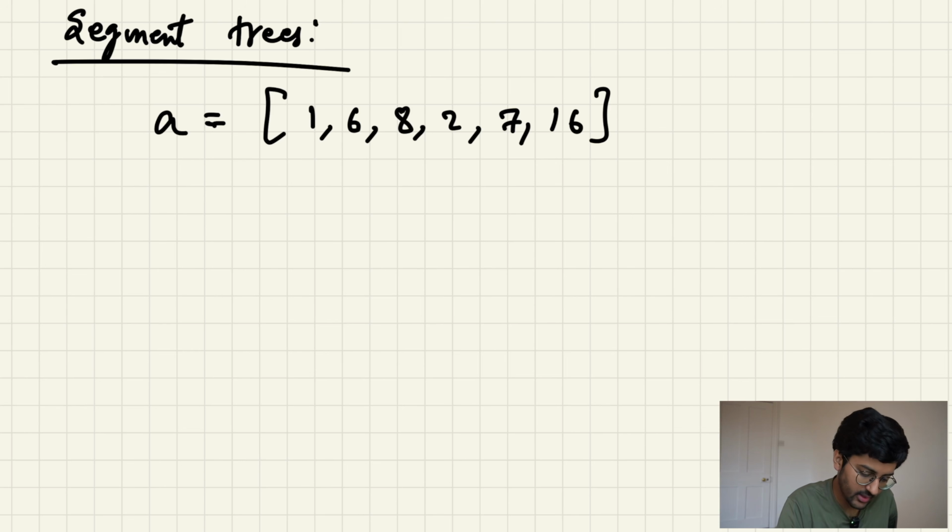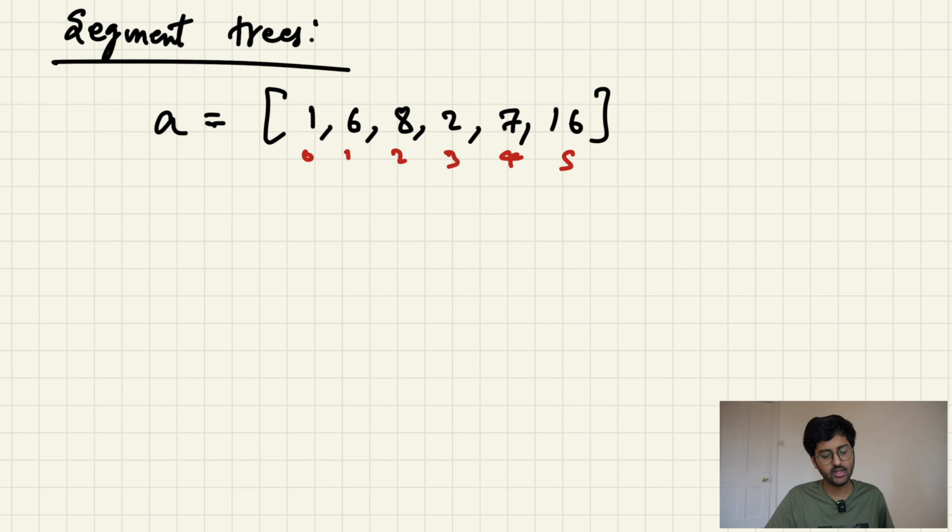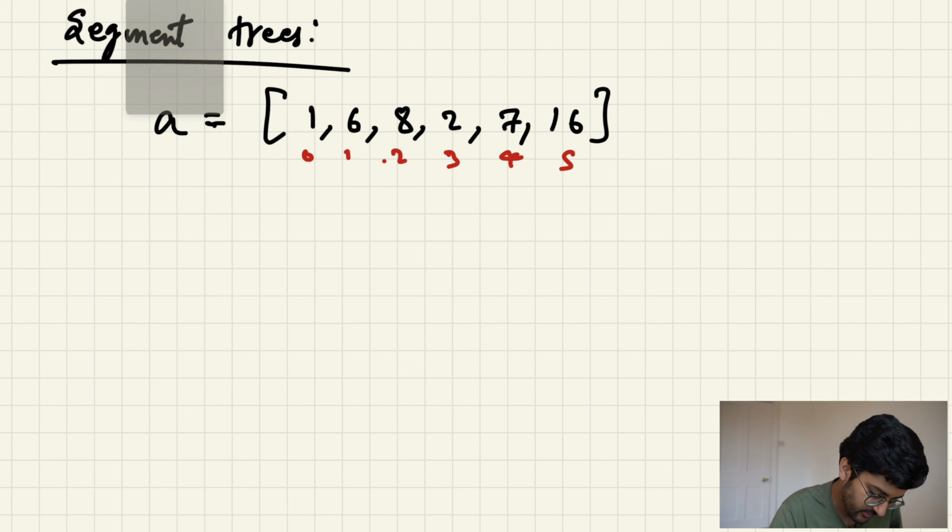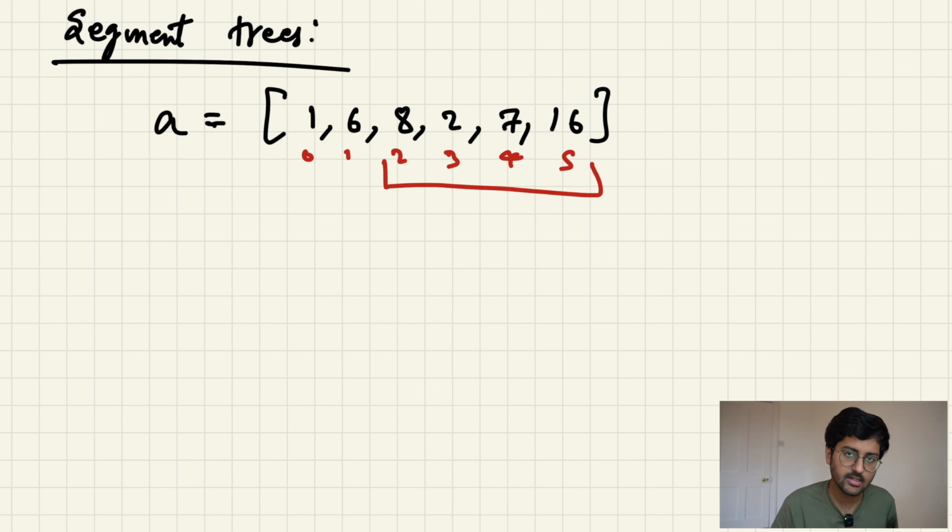So what are the indices? We all know indices 0, 1, 2, 3, 4, 5. Let's say you're given a question: find the sum of all the elements between index number 2 and index number 5. So this whole sum we need to find: 8 plus 2 plus 7 plus 16.